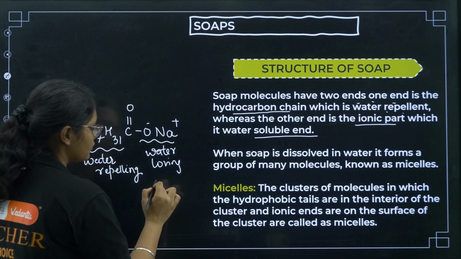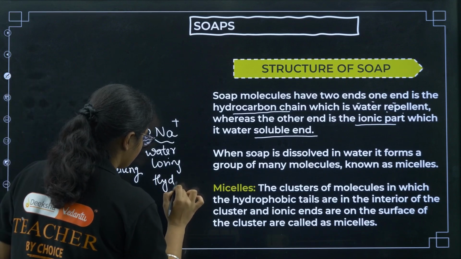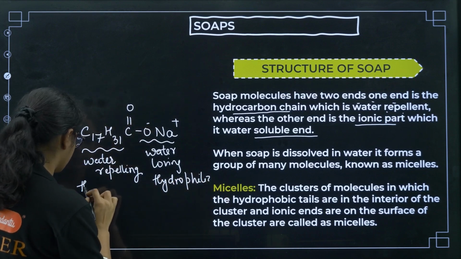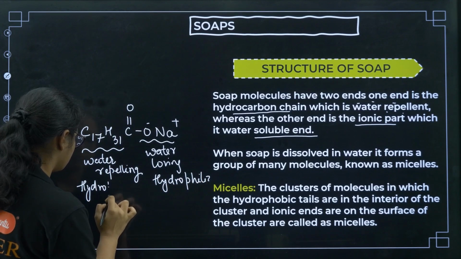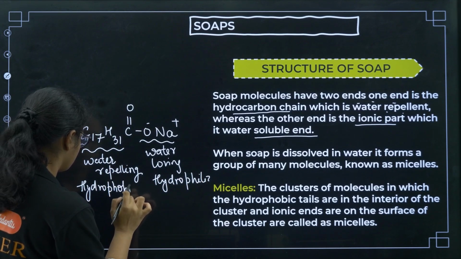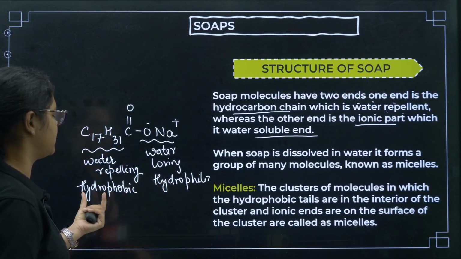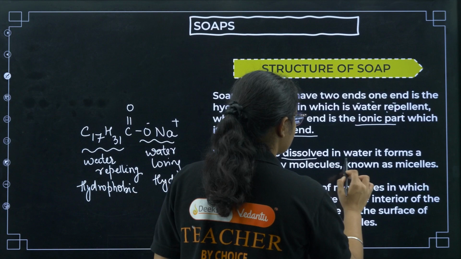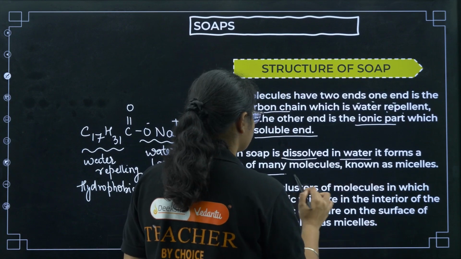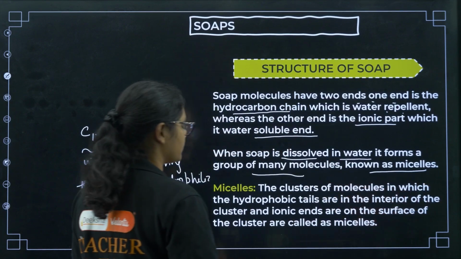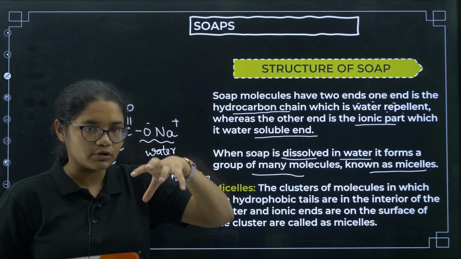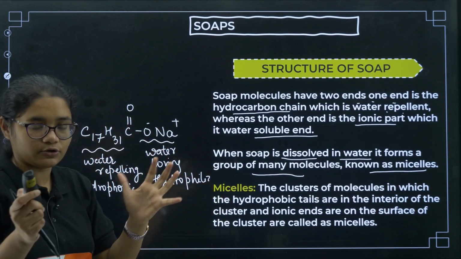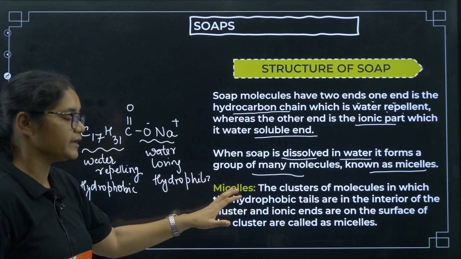This is hydrophilic and this is hydrophobic. Now what happens when soap is dissolved in water? It forms a group of many molecules known as micelles. This is important when you dissolve the soap. There are so many such particles, and they collect together and form a structure called micelles.